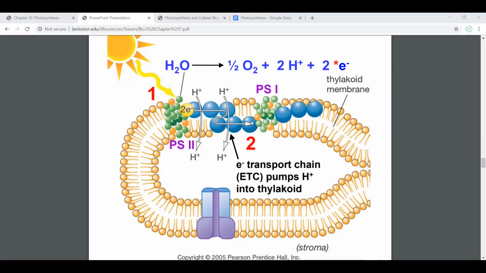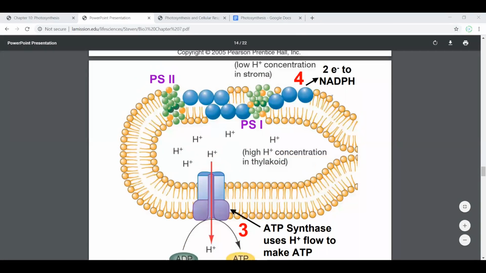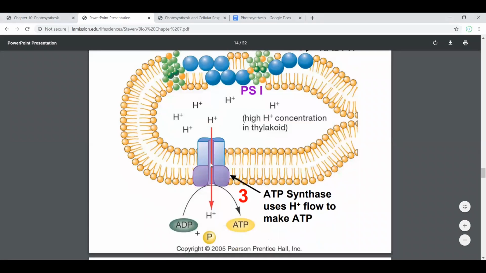As the electrons move through the first electron transport chain, they pump hydrogens from the stroma into the thylakoid. Then those electrons end up in photosystem 1. They're energized again because of the sun, and then they pass through the second photosystem, creating NADPH. Again, that's shown here. You can see those two electrons creating NADPH. You have the high hydrogen ion concentration in the thylakoid because of the pumping from the electron transport chain. Then these hydrogen ions diffuse out through the ATP synthase, and this ends up in the creation of ATP.